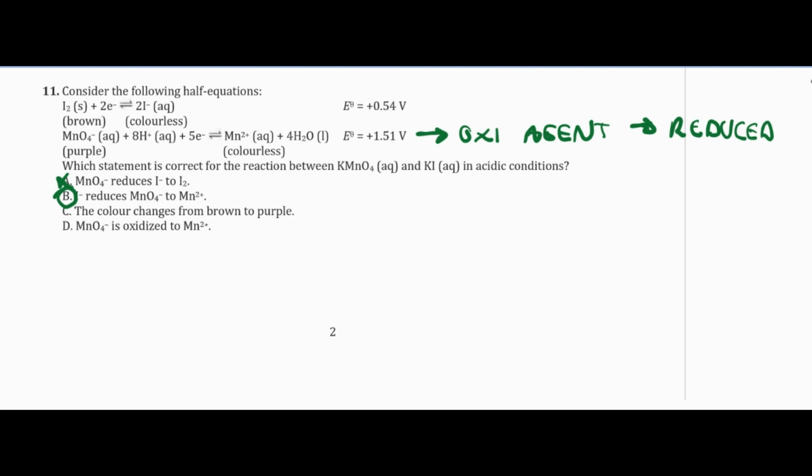The color doesn't change from brown to purple, it actually changes from purple to brown, because these are both written as reductions, but one of them has to be the oxidation. So these will be switching places, and so would the colors. And D, well, that's not an oxidation because it goes from -2 times 4, -8, to +7, 2 + 2, and that's a reduction.